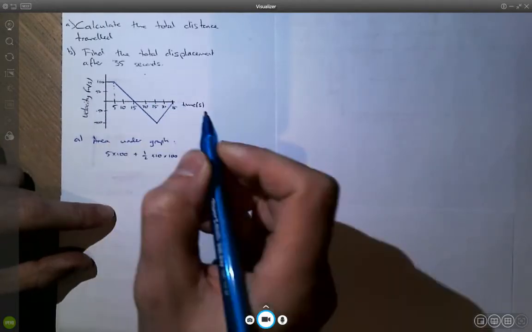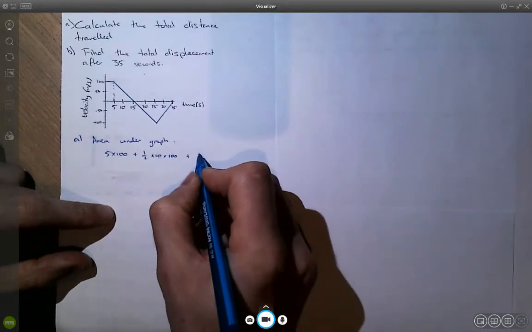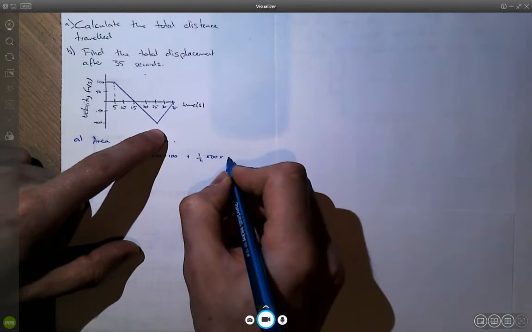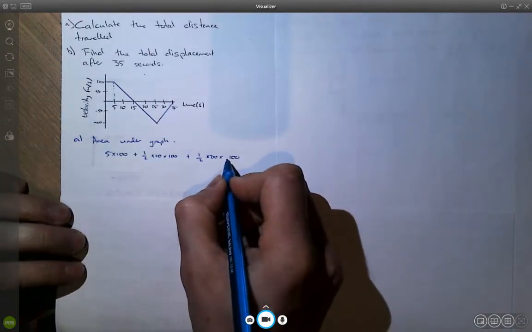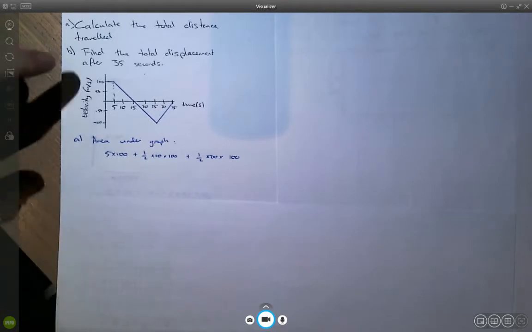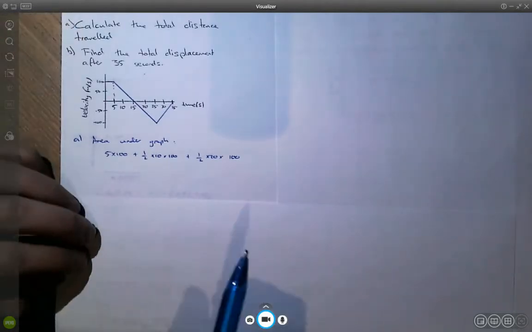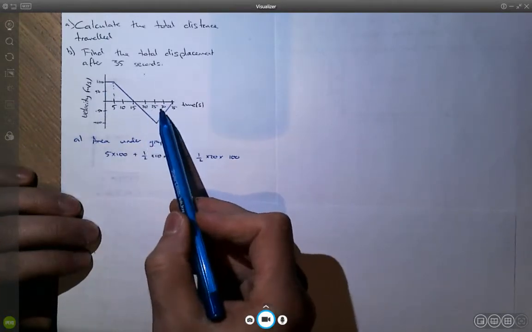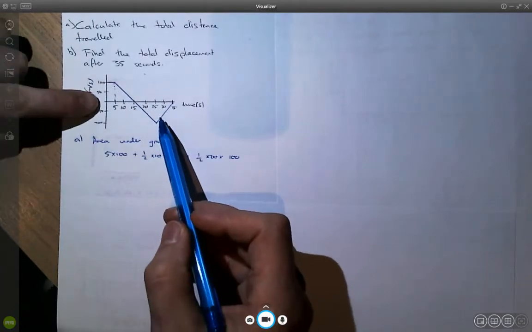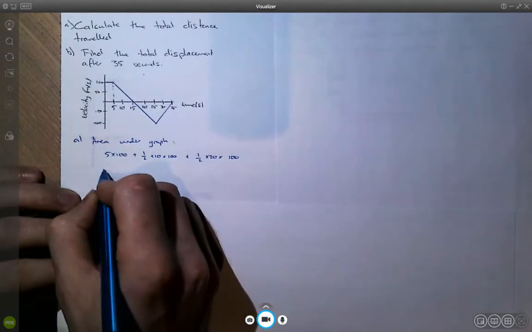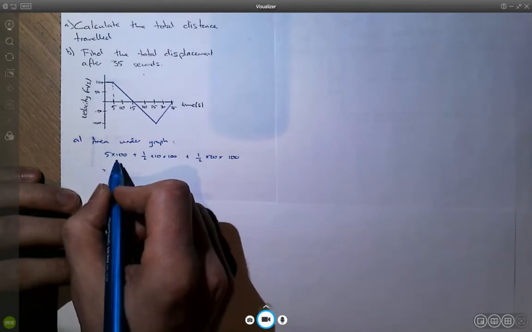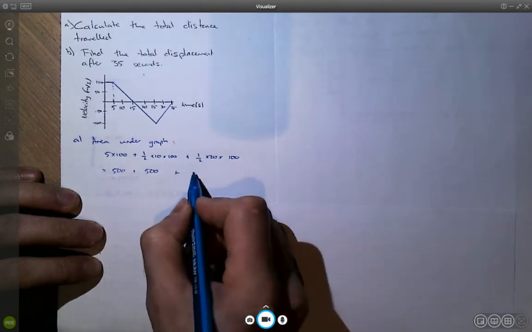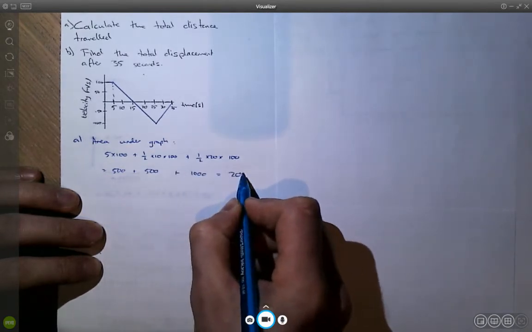And then we're going to add on this triangle here, which again is half base, which is 35 minus 15, and the height, which is 100. Now you can see I'm ignoring the minus sign here. That's because we've asked for distance, so we don't need to care about direction. And also we're working out the area under the graph, so this is still an area, even though it's below the 0 line. So if I work this out, that is going to be 500 plus 500 plus 1,000, which is going to equal 2,000 meters.